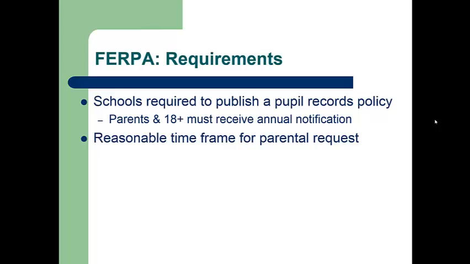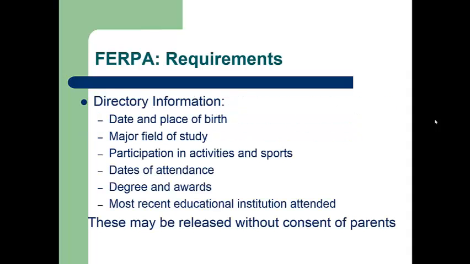FERPA requirements: the school is required to publish a public records policy and allow a reasonable time frame for parental requests. Like I said, that reasonable time frame is 45 days or less. So if the parent asks to see all of their child's records, the school has up to 45 days to gather those for the parents. The school is also required to publish a pupil records policy. This is the directory information.